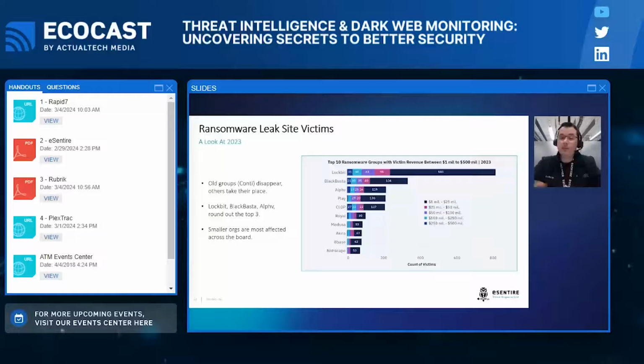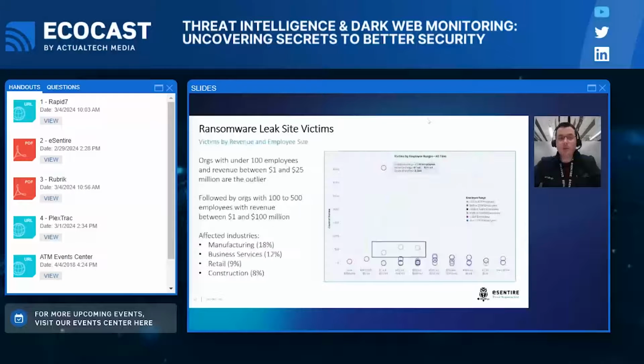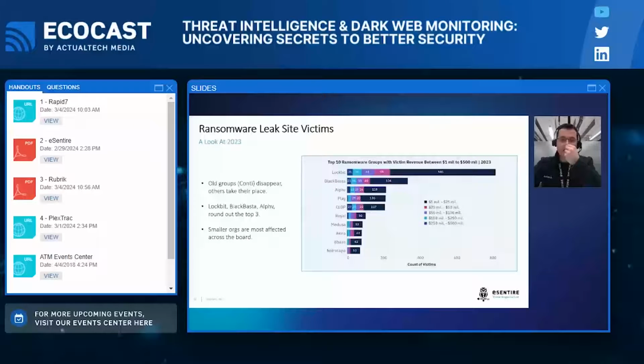The other takeaway here is that up and down the stack, SMBs are more commonly victimized by these groups. Now, if we narrow this down to just 2023, these trends remain basically the same. SMBs continue to be the number one victim. Lockbit remains on top, followed by Black Basta, Elfie, all ransomware as a service groups.